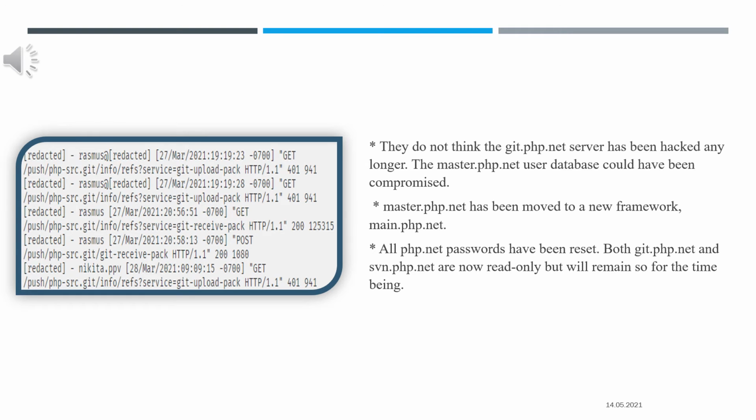Something he was not aware of at the time was that git.php.net supported pushing changes not only via SSH infrastructure and public key cryptography provided by Gitolite, but also through HTTPS.